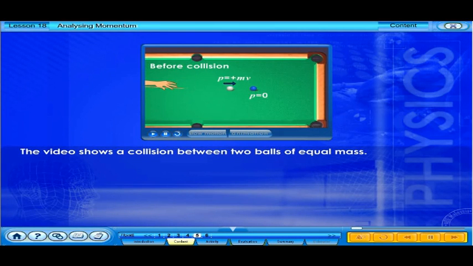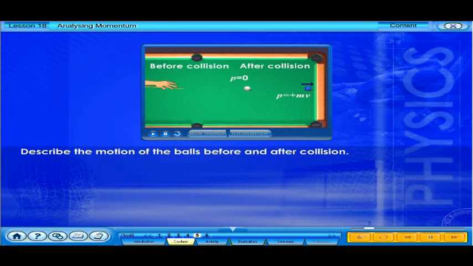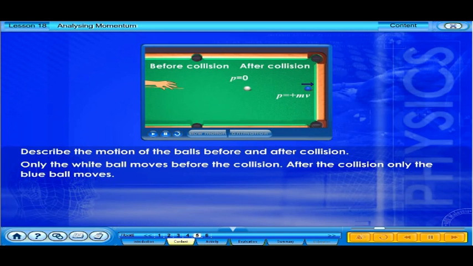The video shows a collision between two balls of equal mass. Describe the motion of the balls before and after collision. Only the white ball moves before the collision. After the collision, only the blue ball moves.